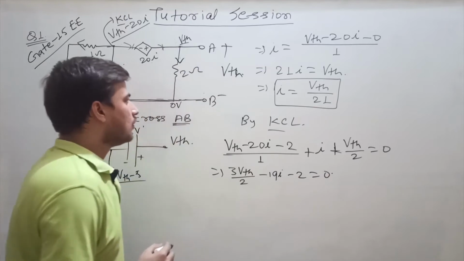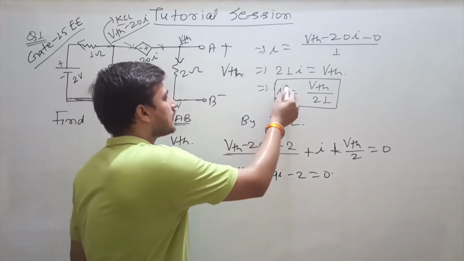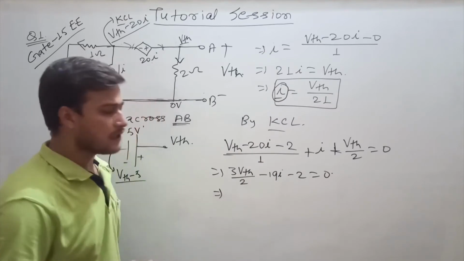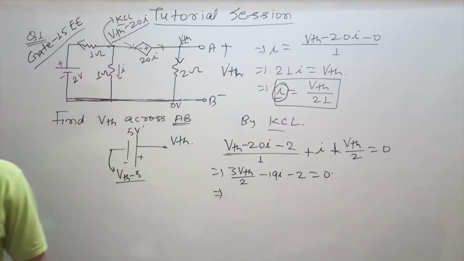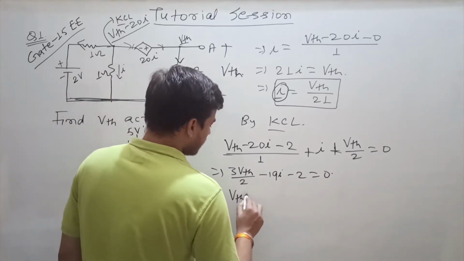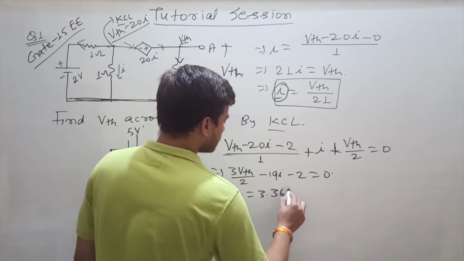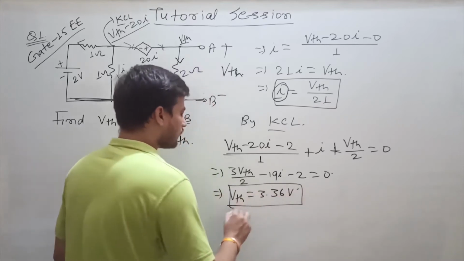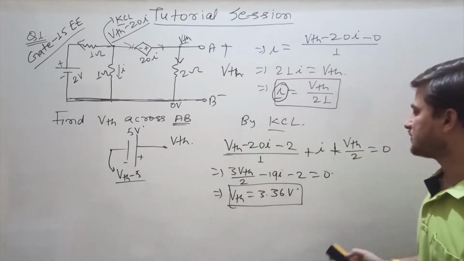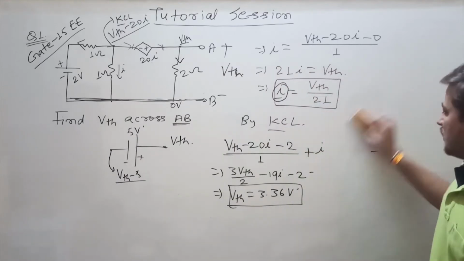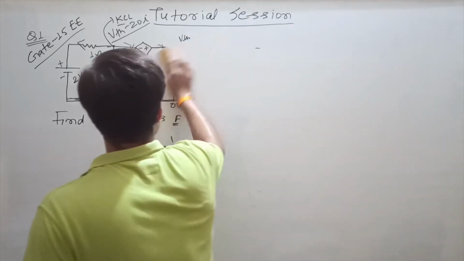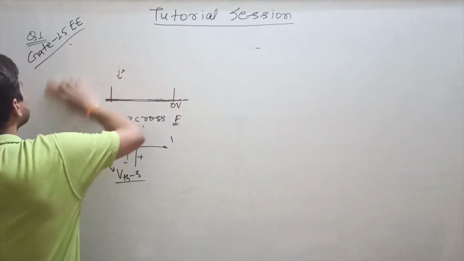Now what you have to do? We have to put I equal to VTH divided by 21, and from here if you write the answer, then VTH will be 3.36 volt. This is the answer of the first question asked in GATE 2015 Electrical Engineering. Clear? Let us discuss another problem, because this topic requires practice.